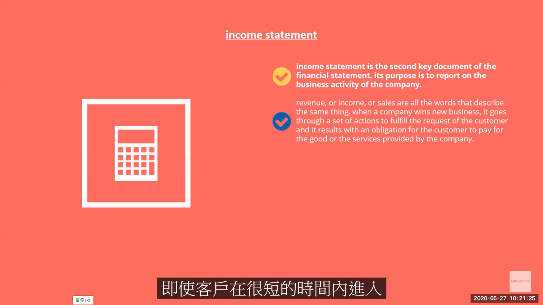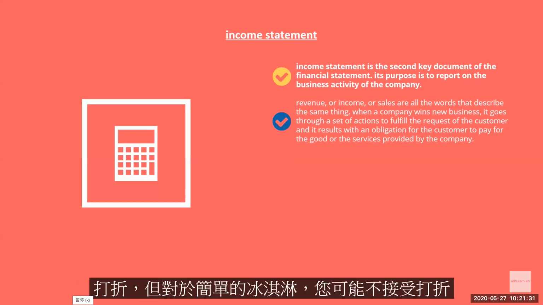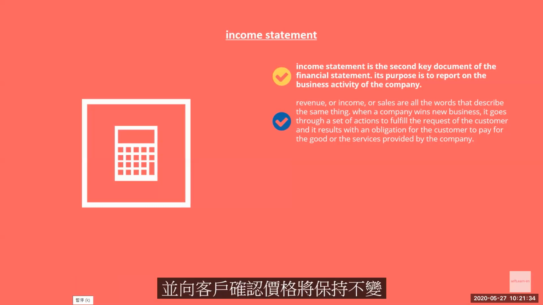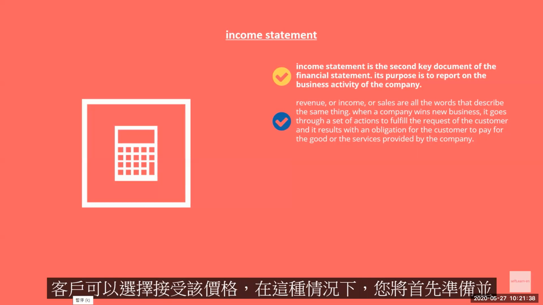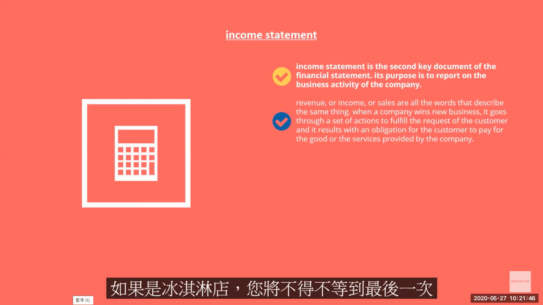In the example of the ice cream shop, most of the steps happen, even if they do in a very short period of time. A customer enters the shop, he checks out the ice cream prices on a board or on a menu. He could ask for a discount, but for a simple ice cream you might not accept to offer a discount and will confirm to the customer that the price will remain unchanged. The customer can choose to accept that price. In that case, you will first prepare and provide the ice cream. The customer will pay and you will give him a bill.